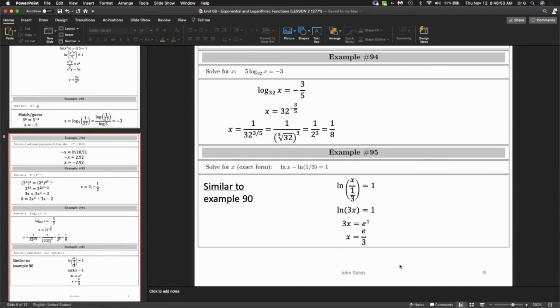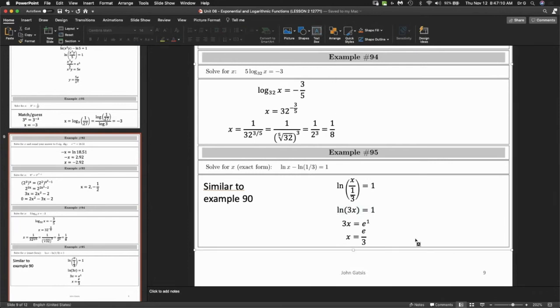So there you have it. A nice little run through of basic rules. How do you do the inverse? How did I inverse? I wrote this as exponential.